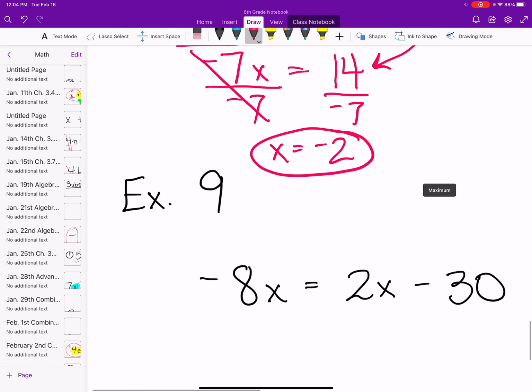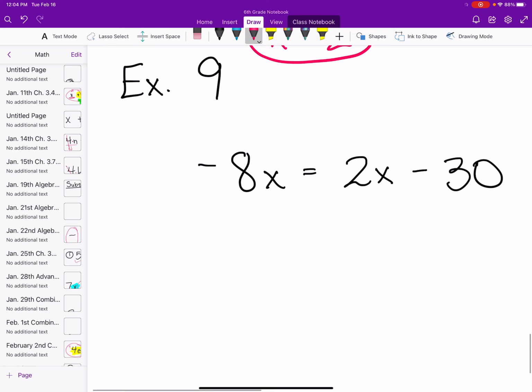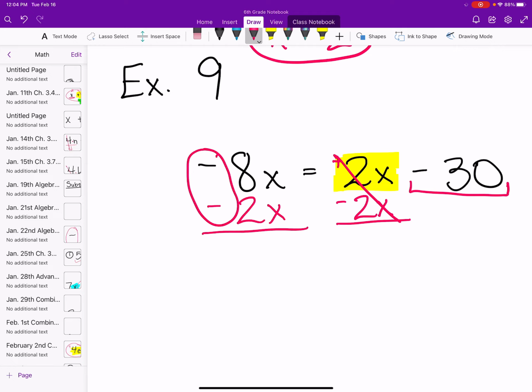Okay, last example for the day. I'm looking for my plain number, which is this negative 30 right here, which means I need to move this 2x guy. Take the opposite of this plus 2x, which is minus 2x. These are both the same sign, so it means I'm going to add them. 8 plus 2 is 10x, and I keep my negative sign because I'm just adding and subtracting. They don't cancel out unless I'm multiplying and dividing. So negative 10x is now equal to negative 30.